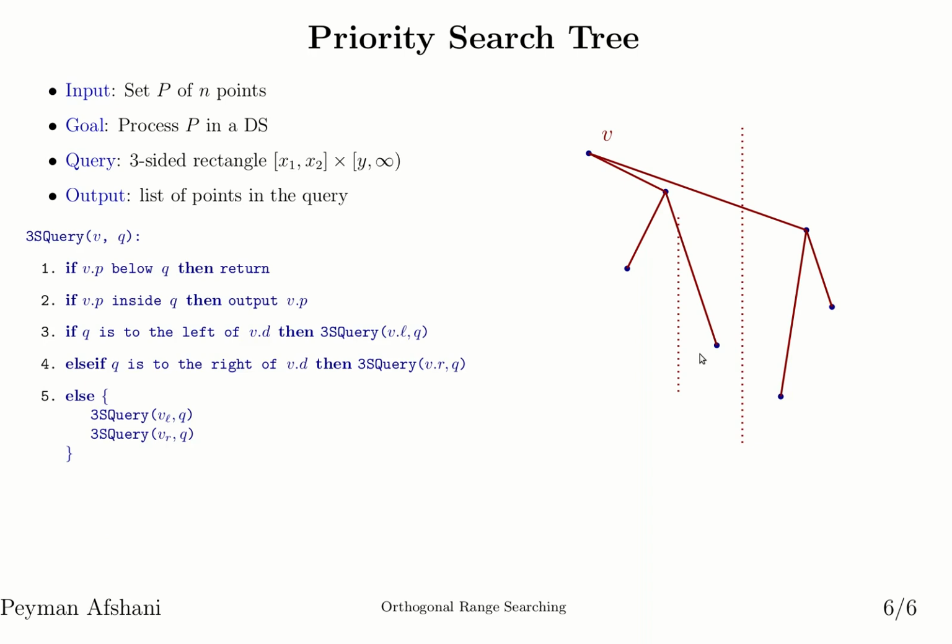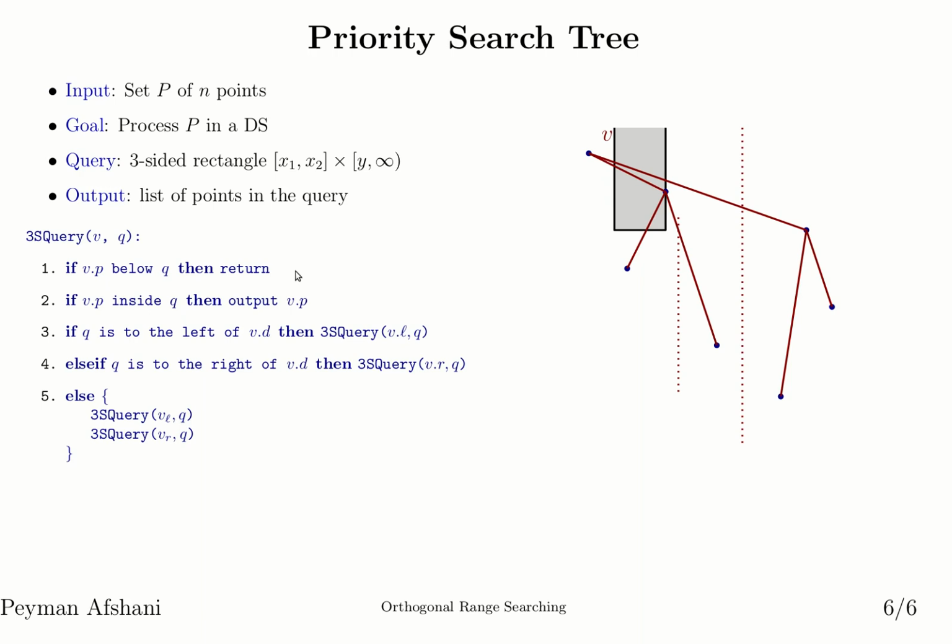Let's look at a query. The query is relatively simple, even though it's slightly more complicated to analyze. So consider a query region, a three-sided region like this. The first easy case is if this query region is higher than the point V. Remember that the point V is the point with the highest y coordinate. So if the query region is higher than V, then it's obvious that nothing in the point set can be inside the query. So in this case, we basically return nothing.